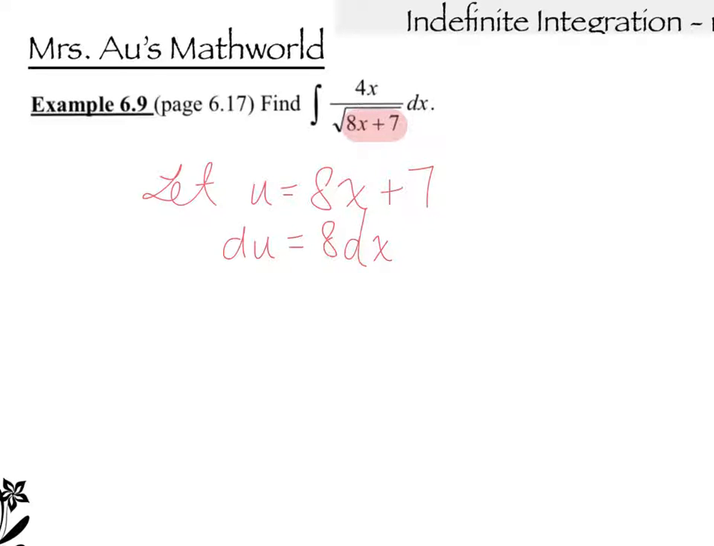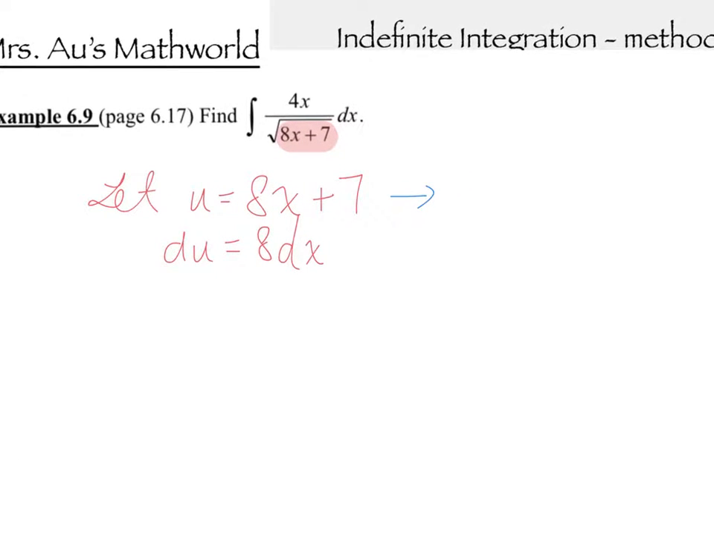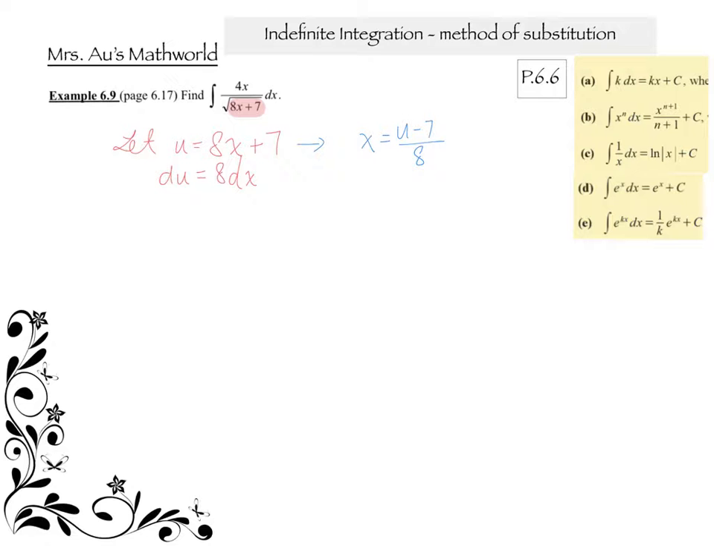Don't worry, you have this piece of information to help you, isn't it? So after you let u be 8x plus 7, that means you can change the subject to x. That means x equals u minus 7 divided by 8. So here it is. Remember, we have to substitute all the x in one time. So we have 2x here and 1 dx. That means we need to substitute 3 objects in one time.